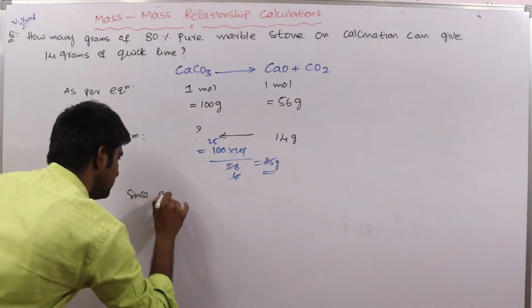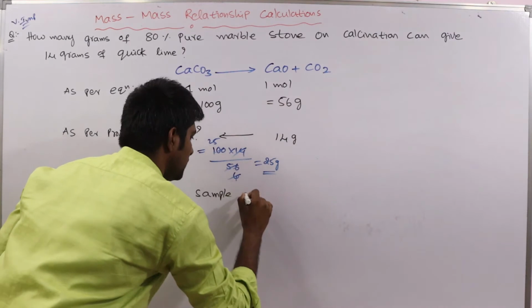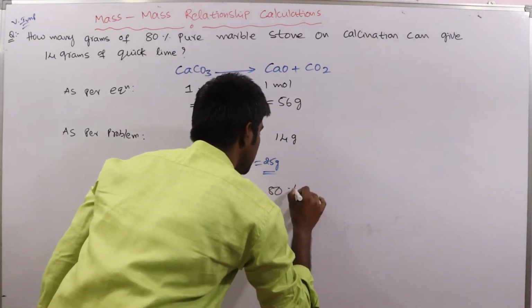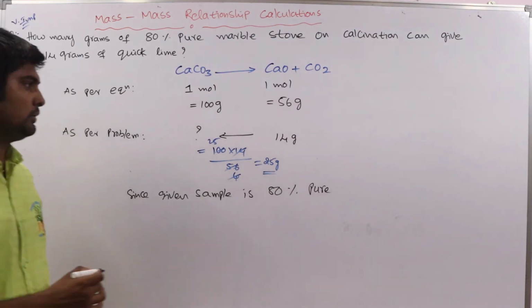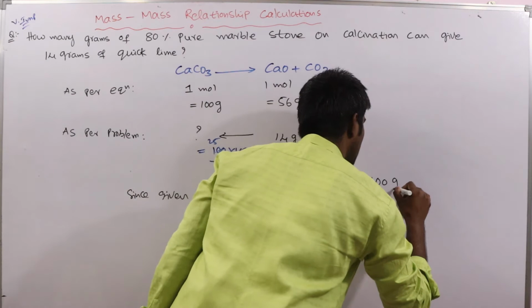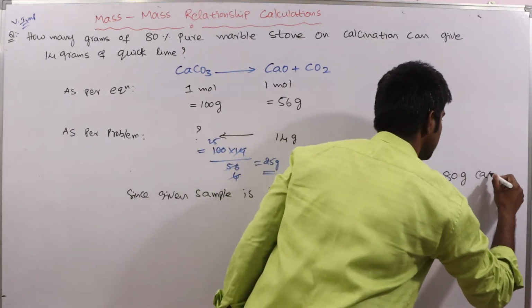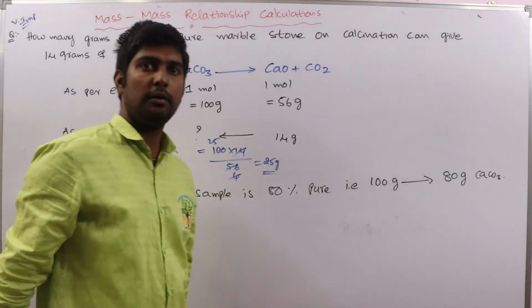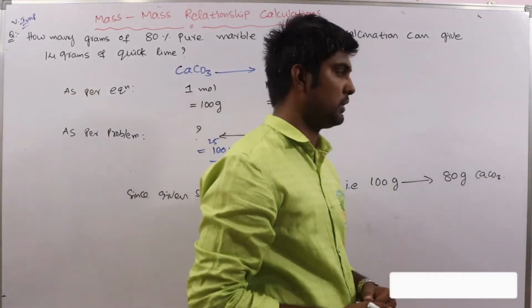Since the given sample or marble stone is 80% pure, if you take 100 grams of sample, just 80 grams of CaCO3 is present. If you take 100 grams of marble stone, only 80 grams is CaCO3.